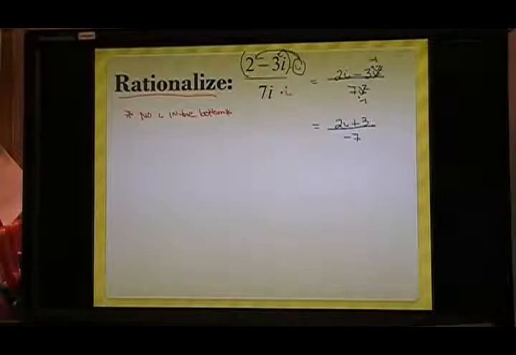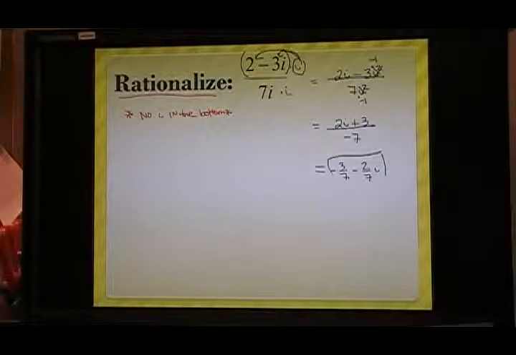And to take this complex number and put it in a + bi form, we'll write the real part first. So the positive 3 over -7 is -3/7. Positive over negative is negative, so minus 2/7 i.